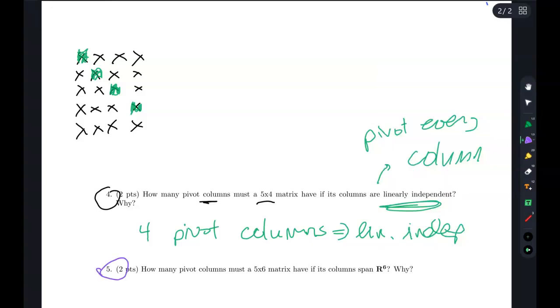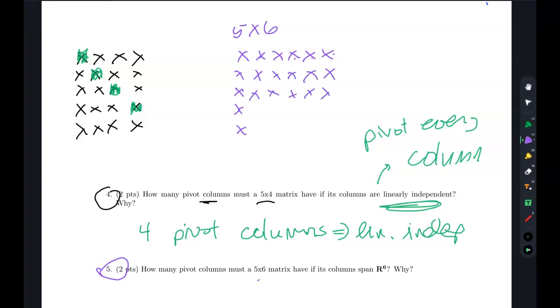So this one here is a 5 by 6 matrix. So 3, 4, 5. Then we have to go 6 across: 1, 2, 3, 4, 5, 6. Okay, so I'm just going to fill it in. I know it seems silly to have to draw all the X's, but I think it's going to help to know what is going on.